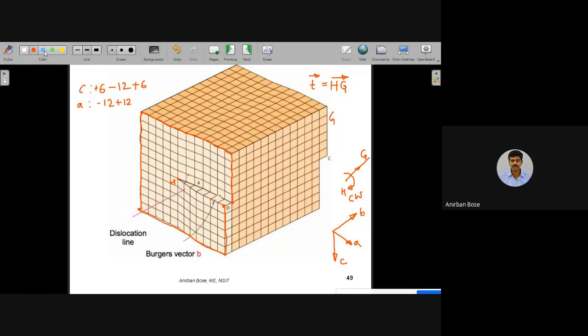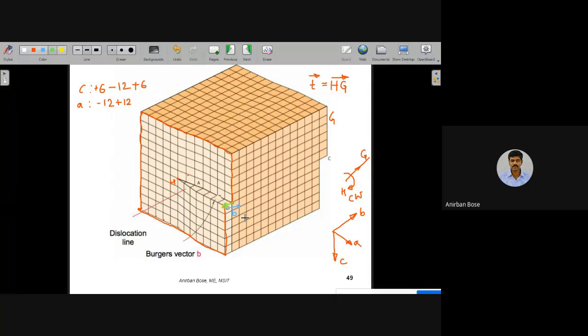Okay. So if the net displacement is 0, then it is clear the closure failure is this one. So this is the Burgers vector B. So this is the closure failure. So this is the Burgers vector. So in this way we can find out the Burgers vector.